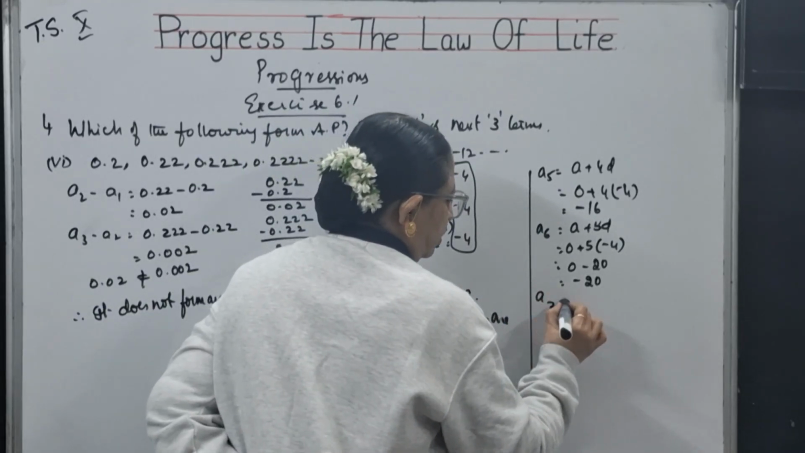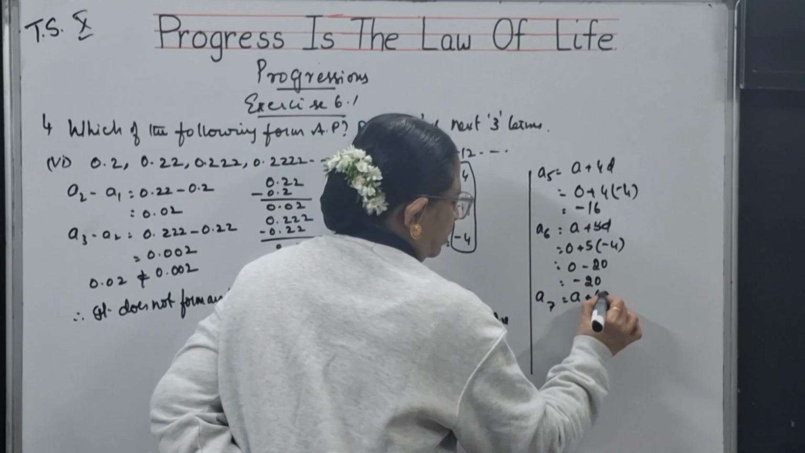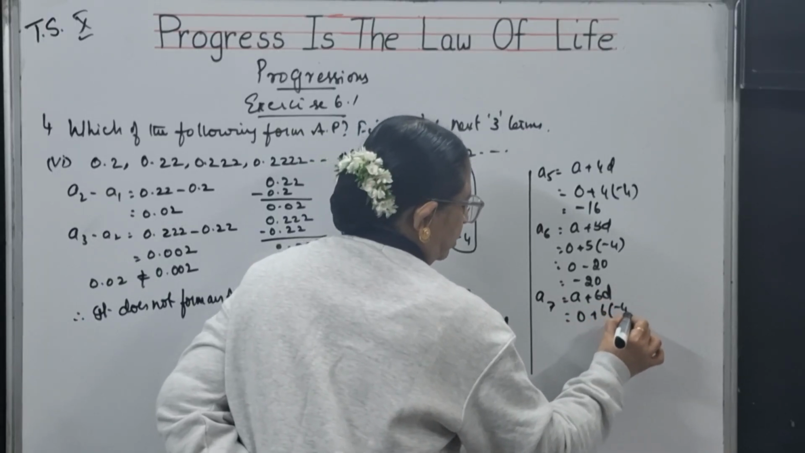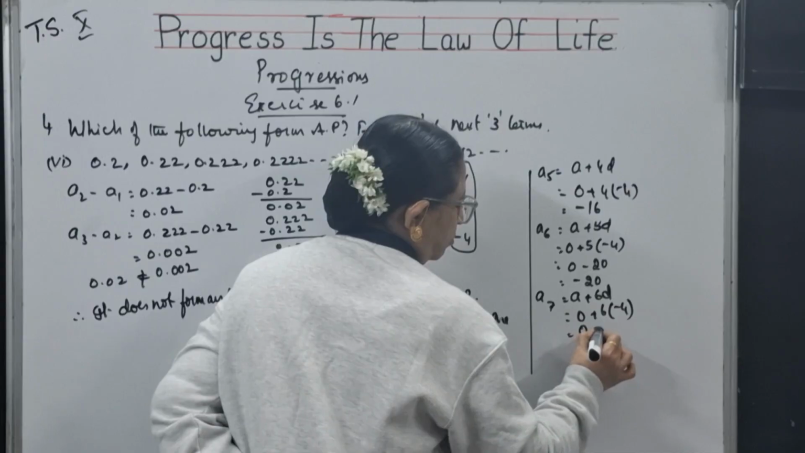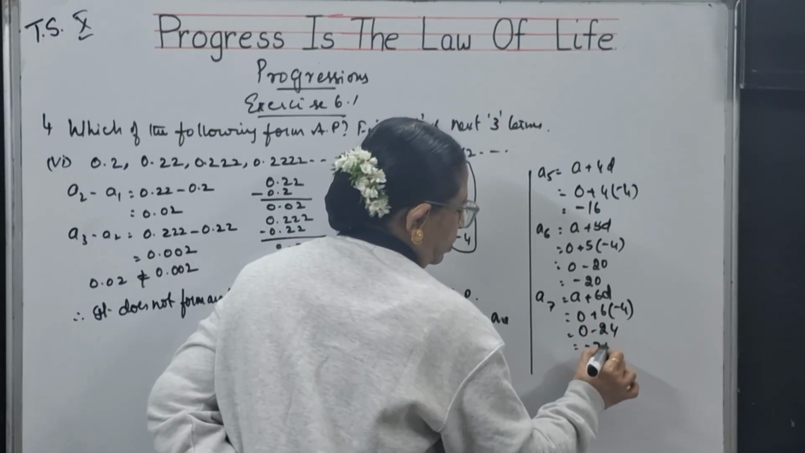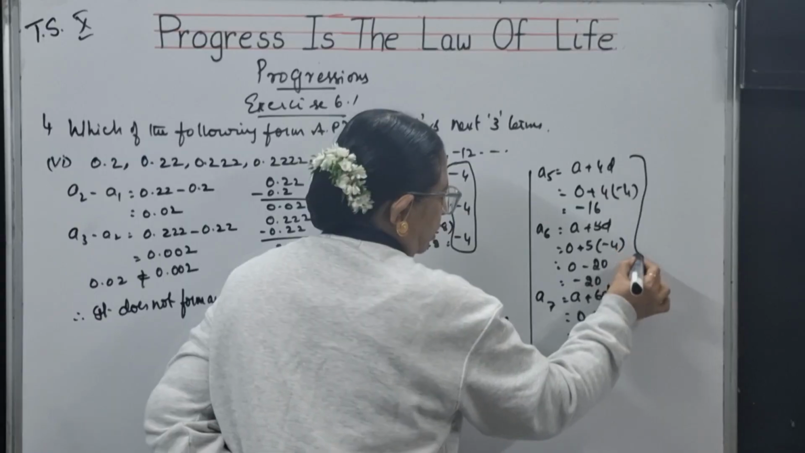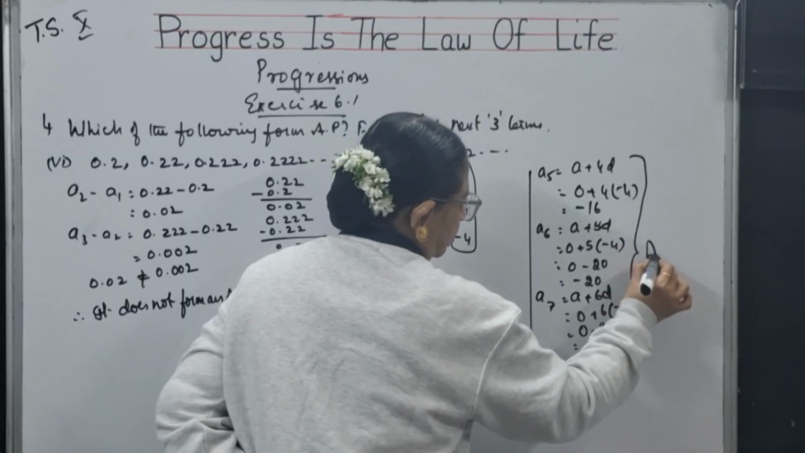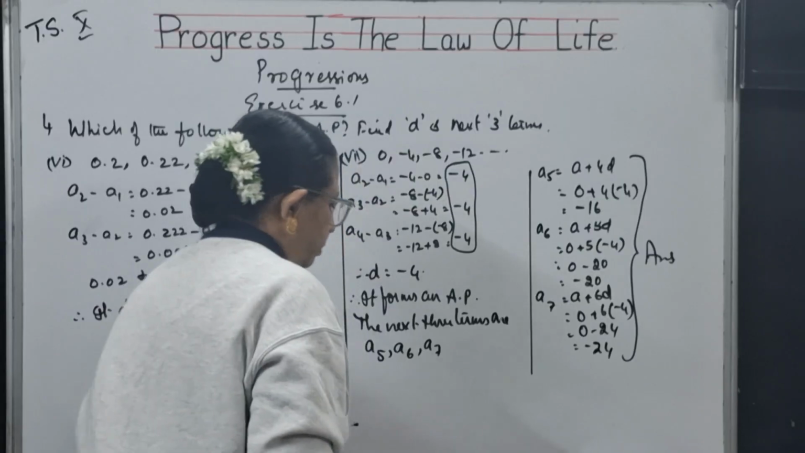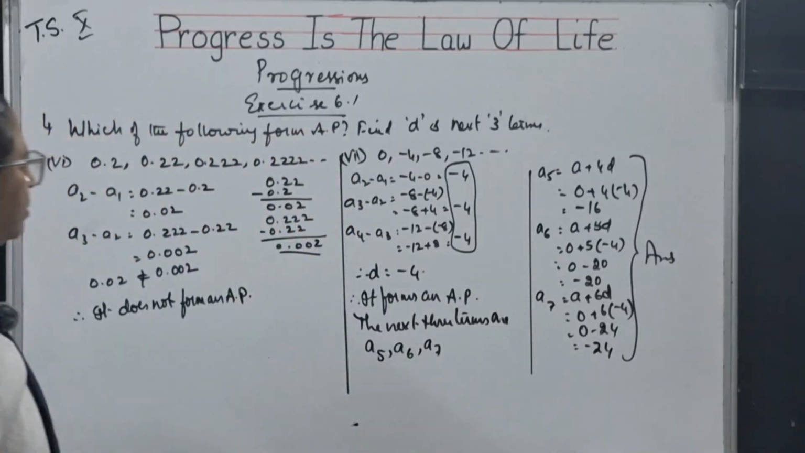Then A7 is A plus 6D. That is 0 plus 6 into minus 4. That is 0 minus 24. So that is minus 24. So these are the next three terms of this, children. Please note it down. So let me explain once again.